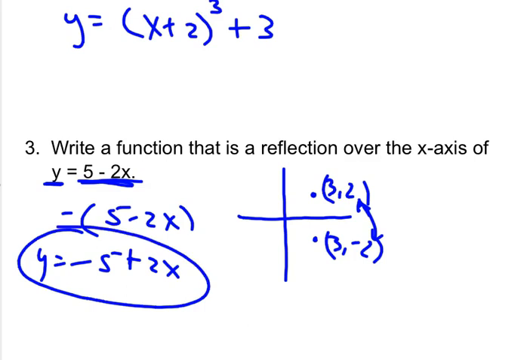So if you want to go over the x-axis, just switch all the signs. Okay? If I want to go to the y-axis, remember what to do? You plug in negative x right here. Okay? And going to the y-axis would have been 5 plus 2x. So those would make a positive 2x.